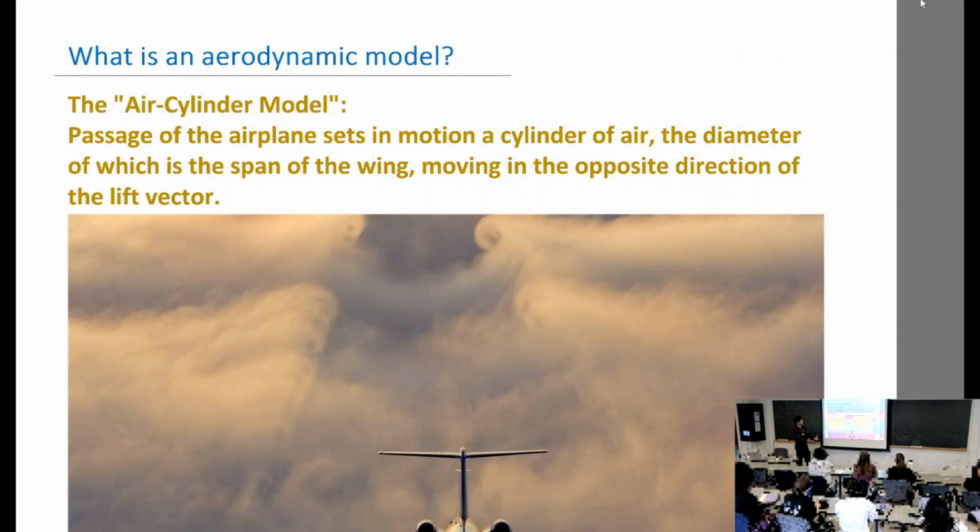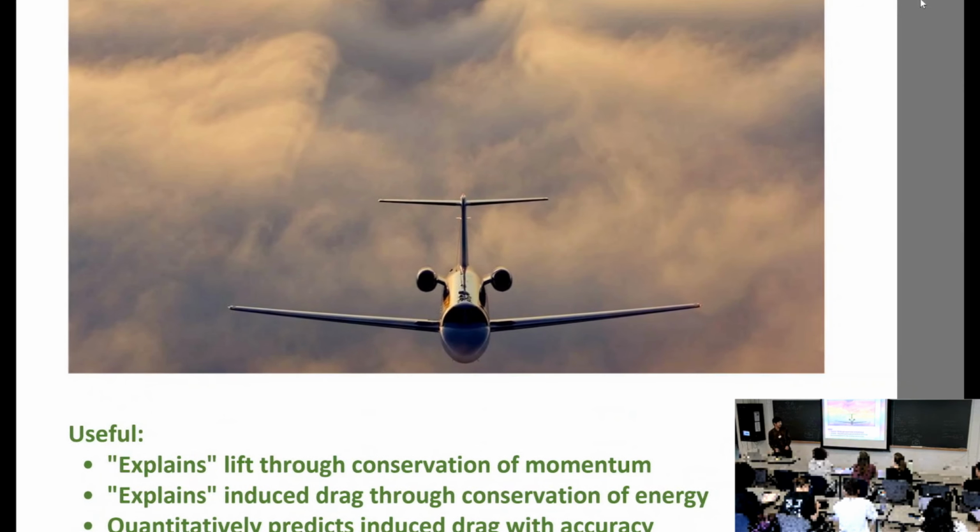The passage of the airplane sets in motion a cylinder of air, the diameter of which is the span of the wing, moving in the opposite direction of the lift vector. If the lift vector points up, this cylinder is going to be moving down. It is useful in the sense that it explains the lift through conservation of momentum, right? Now you can tell people why there is lift: the airplane pushes the air downward and leaves a column of downward moving air afterwards.